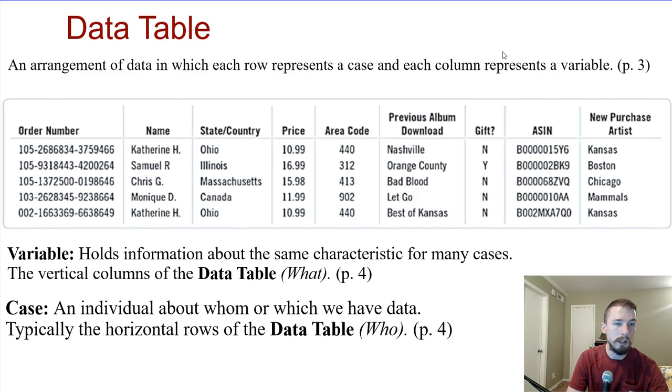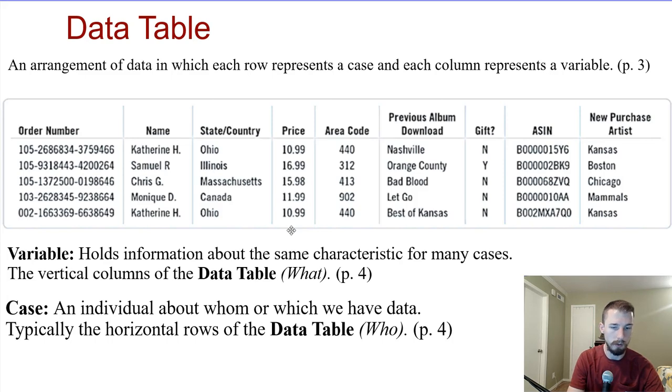So data tables, an arrangement of data in which each row represents a case. So this is an order number, which would be a case, an order, right? And each column represents a variable. The variable holds the information about the same characteristics for many cases. In this case, we have all the different prices for all the different 5 cases that they're showing. The vertical columns of the data tell us the what, which is the variable. The case is an individual about whom or which we have gathered data.